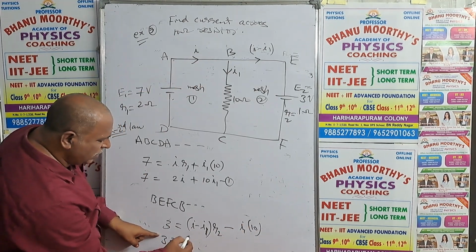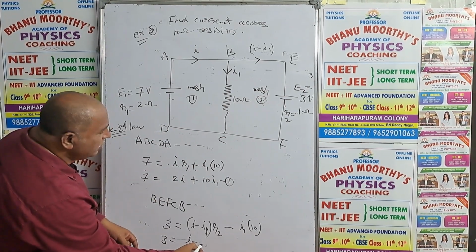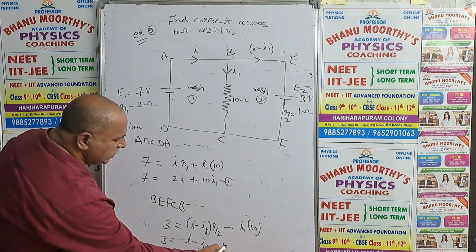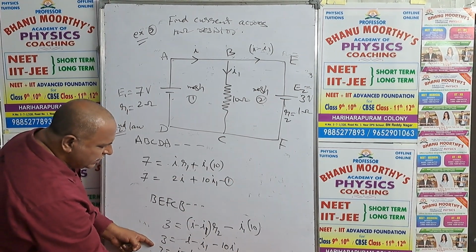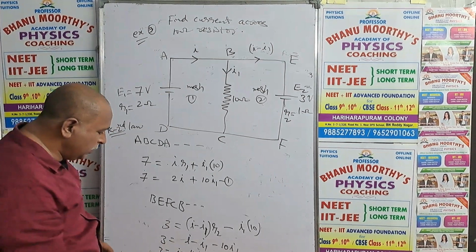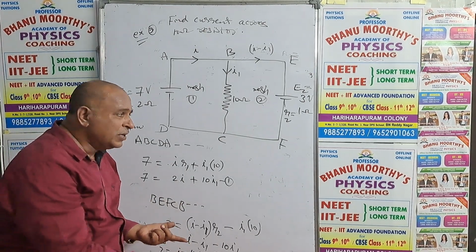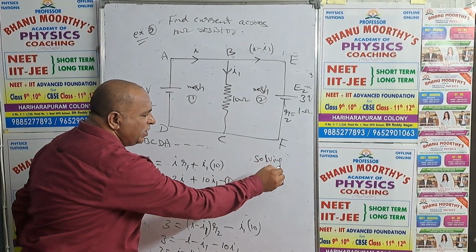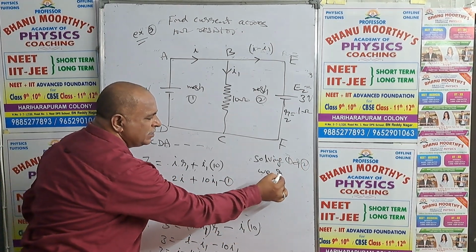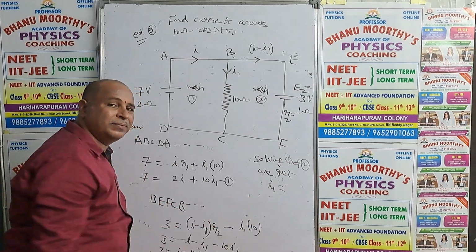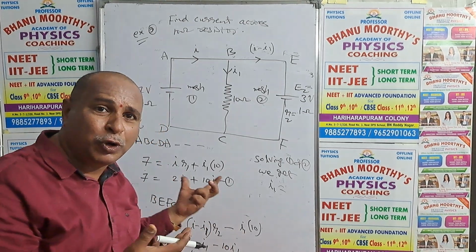So 3 equals I into R2, value 1, so I minus I1, and minus 10 I1. R2 value 1. So 3 equals I minus 11 I1. This is equation number 2. So solve these two equations. Solving 1 and 2, we get I1 value, the current passing through the 10 ohms. This is a method, a way of approach.